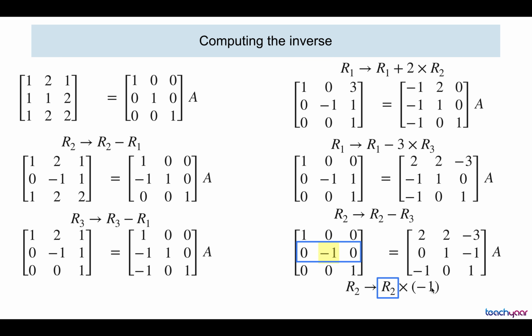Second one is flipping rows and columns. The third is taking a matrix and to that adding a scale times another row. So till now we've only used the third elementary operation. We're now using a different one.